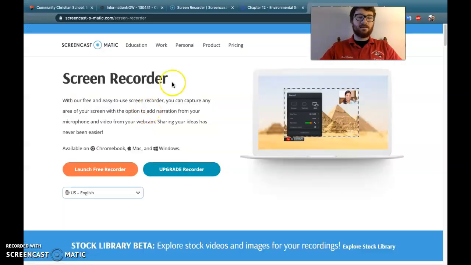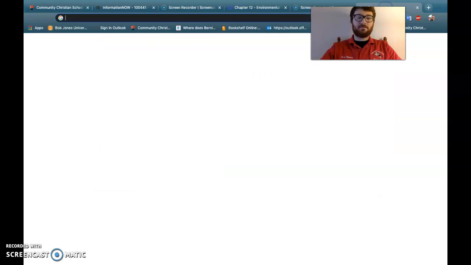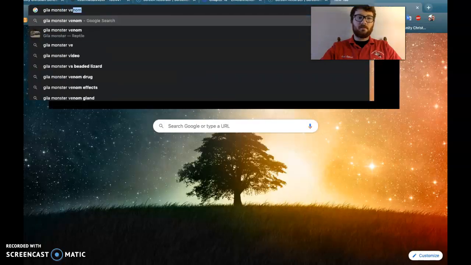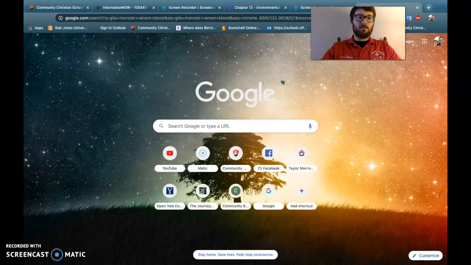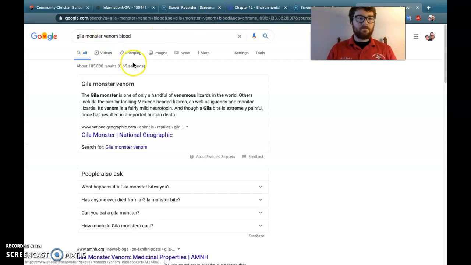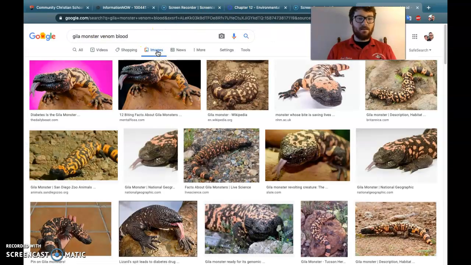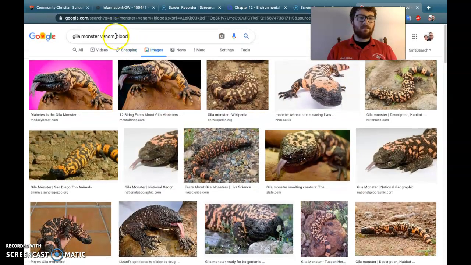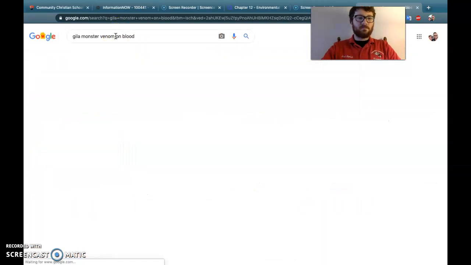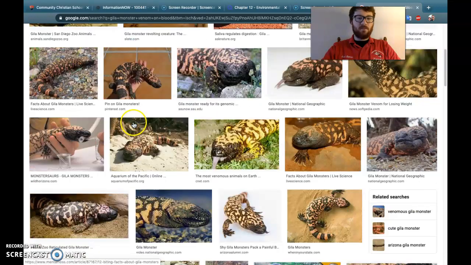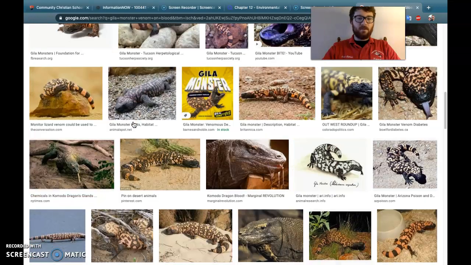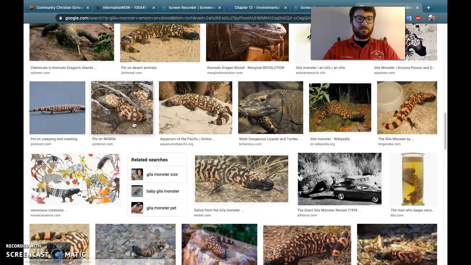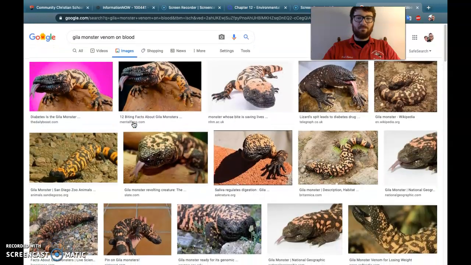And here's a good picture for you. There you go. Hey, does it show the picture? Gila monster venom on blood. Well, thanks. It's not giving me a good picture.